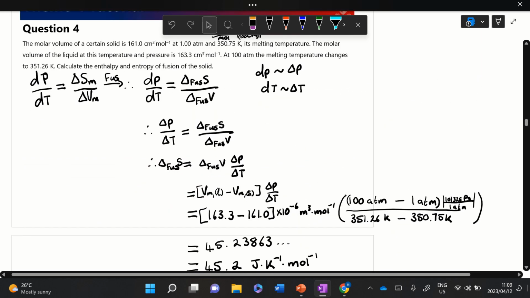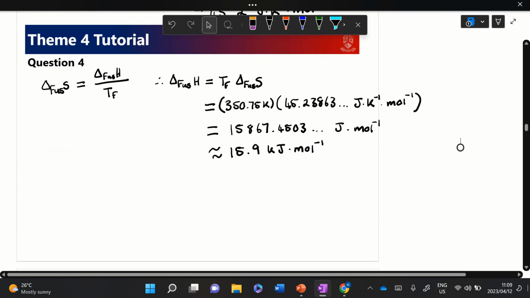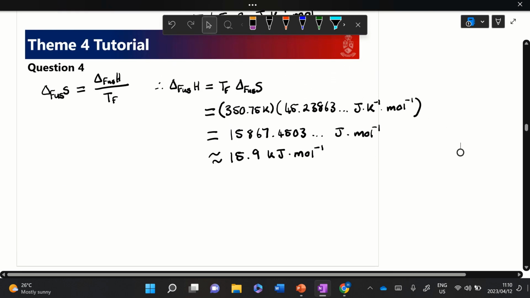Okay, so that's how you can use the Clapeyron equation. You can of course test this with the Clausius-Clapeyron equation, and you should get the same values, but you can test that on your own. All right.